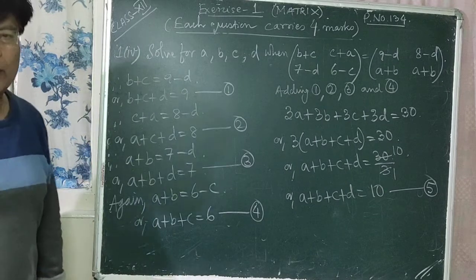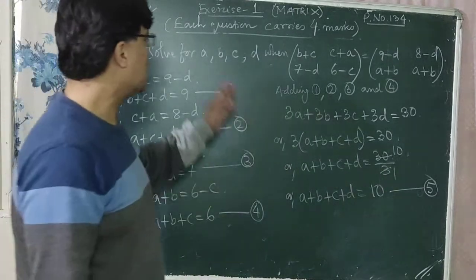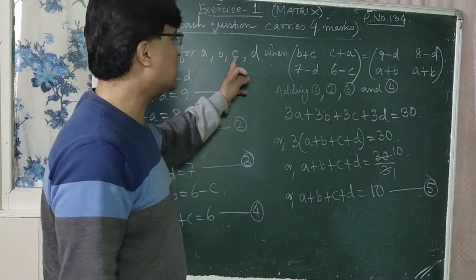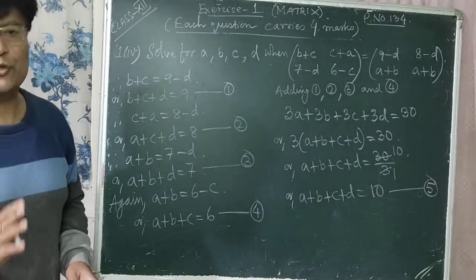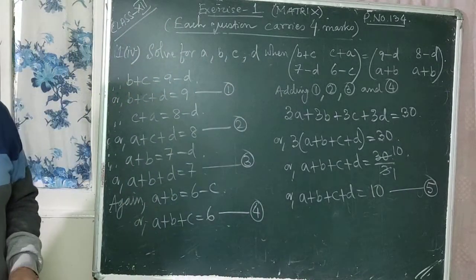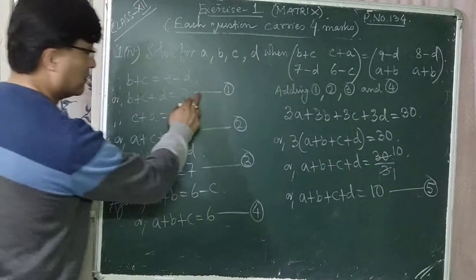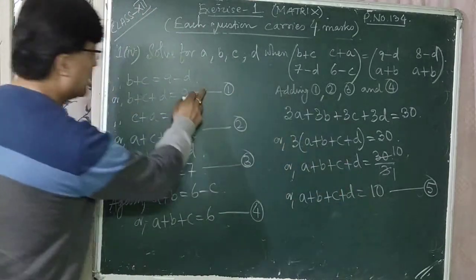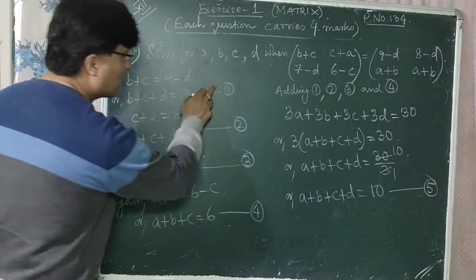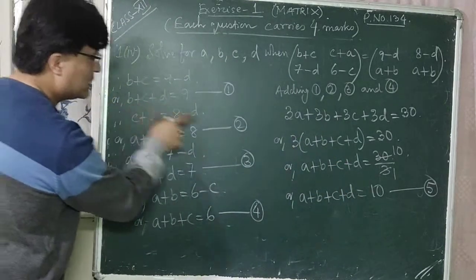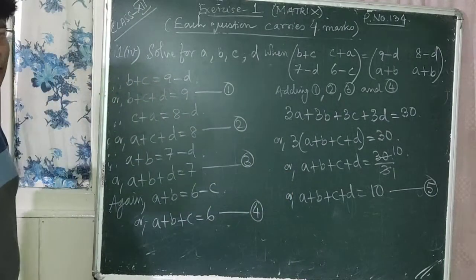So now, what will you do in the next step? Since you have to get the individual values of A, B, C and D, you have to find them. So what we will do here is 5 minus 1. If you subtract 1 from 5, this B, C, D will be cancelled and you will get the value for A.